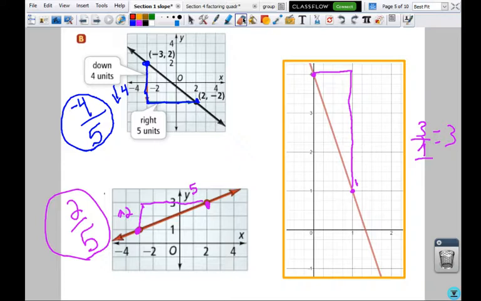Alright, good. So, what did I say to do every time to do this? What did I say, Kinsey? Rise over run. You gotta start from the left side, go to the right. So, we should always start on the left side and then go to the right.